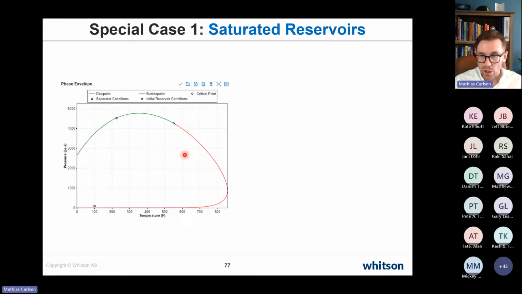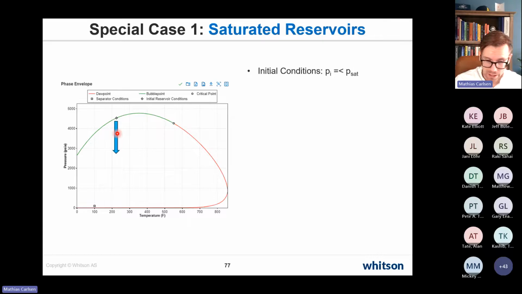Special case number one is what we call a saturated reservoir. And what that means is that the initial reservoir pressure and temperature is at the bubble point, or the dew point if you were over here. What that means is that from day one, your bottomhole pressure is below the initial reservoir pressure, that you're inside of what we call the two-phase envelope. So your initial pressure is either equal to the saturation pressure or lower than the saturation pressure.